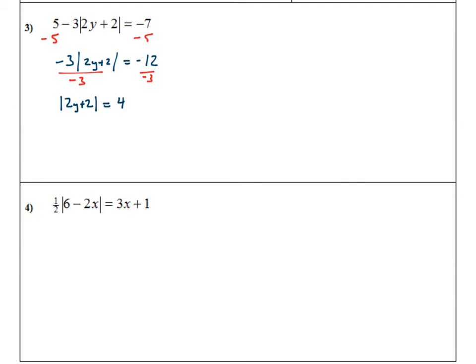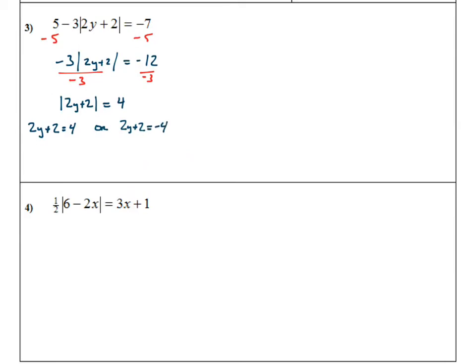Alright, now I can see that there are some possible solutions here, right? Because 4 is positive, the two things that I could put in place here are either negative 4, the absolute value of that will be equal to 4, or positive 4, the absolute value of that is equal to 4. So therefore my two possible solutions are 2y plus 2 could be equal to 4, or 2y plus 2 is equal to negative 4.